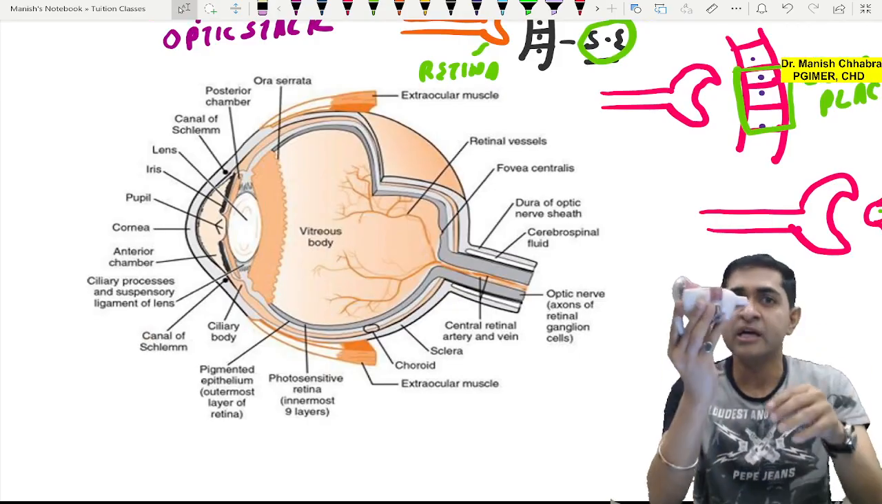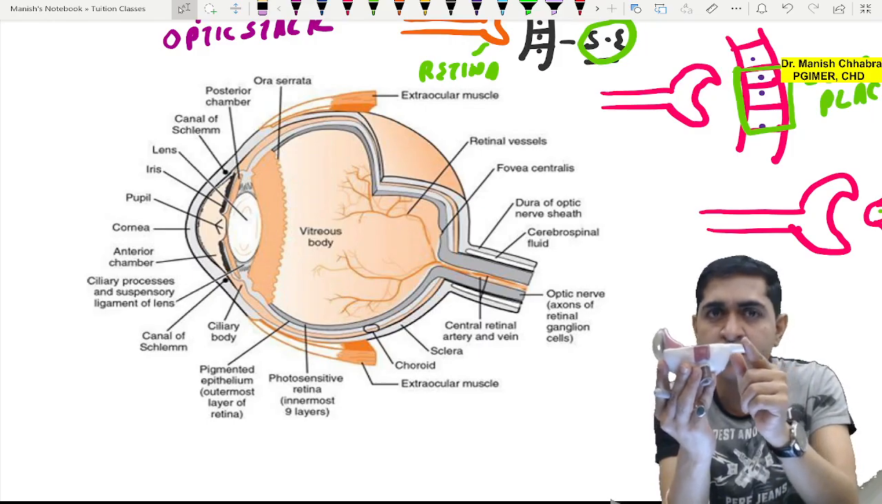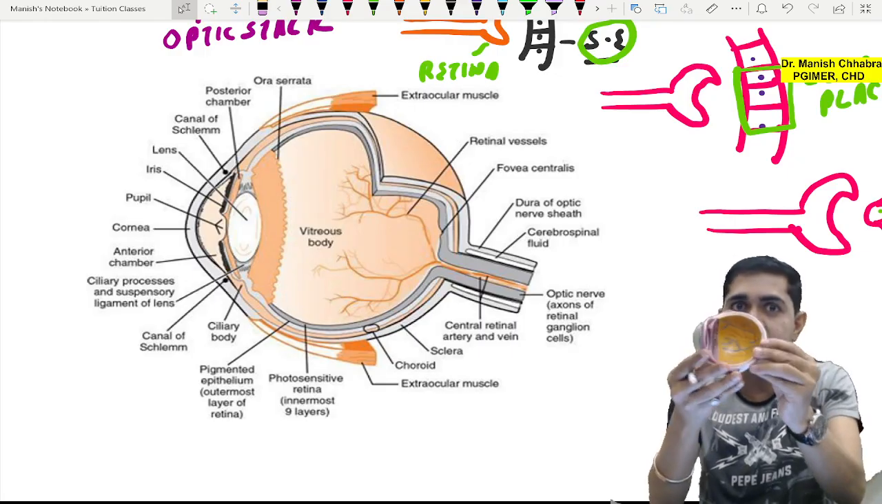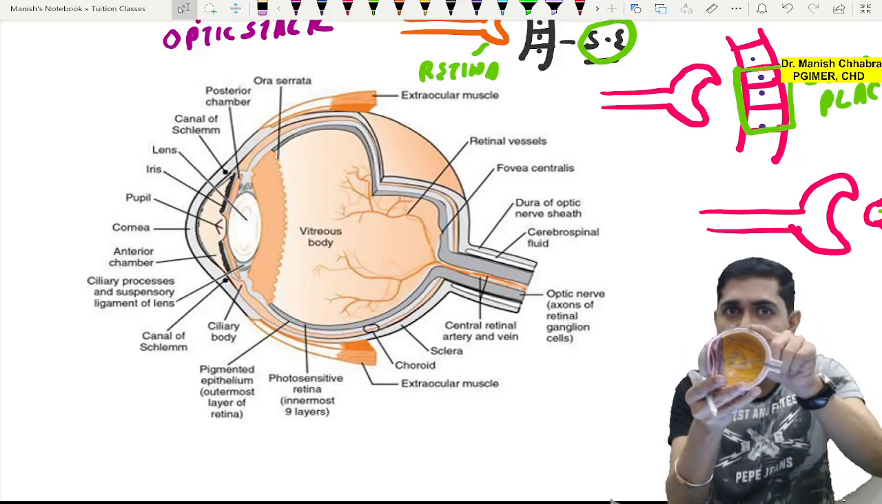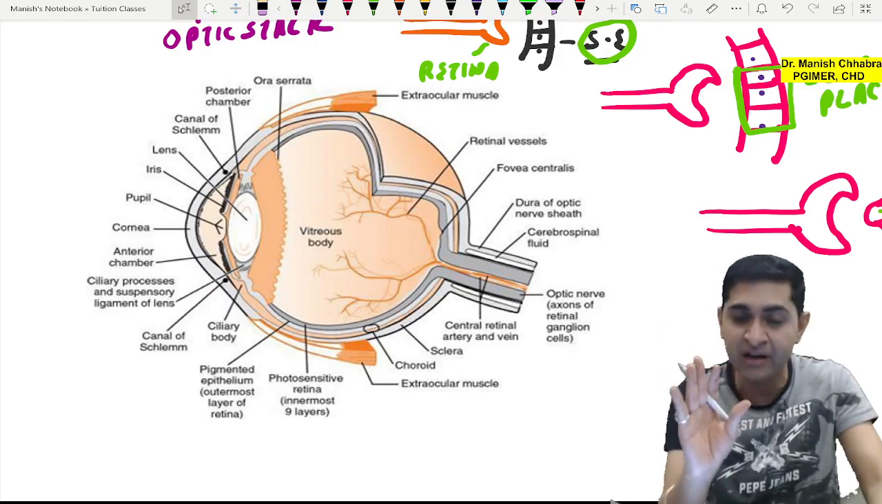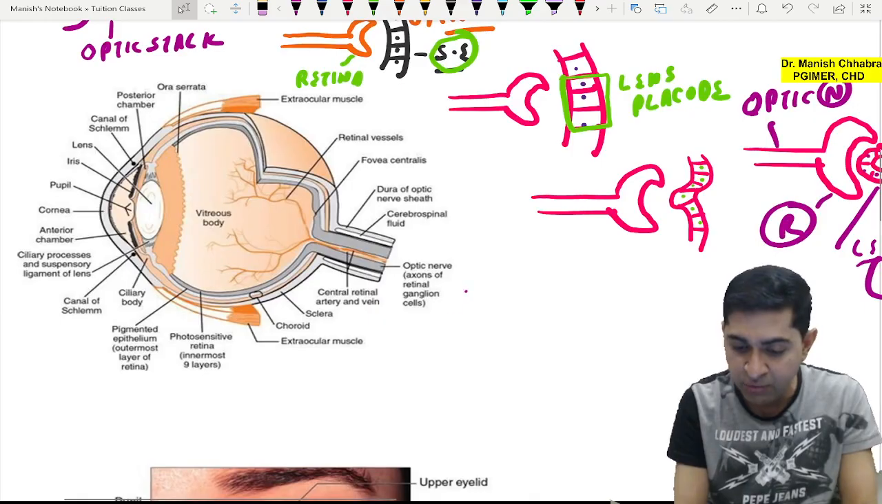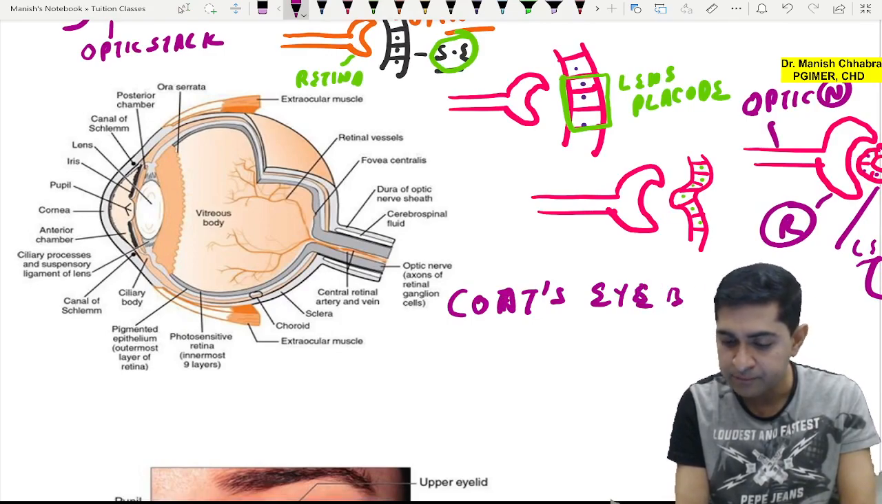Now can you see this white stalk? This is nothing but your optic nerve. Can you appreciate that there are 3 layers of this eye? The outermost is white, then you can see there is pink, which is choroid, then the innermost is yellow, which is retina. So let's talk about the coats of the eyeball.